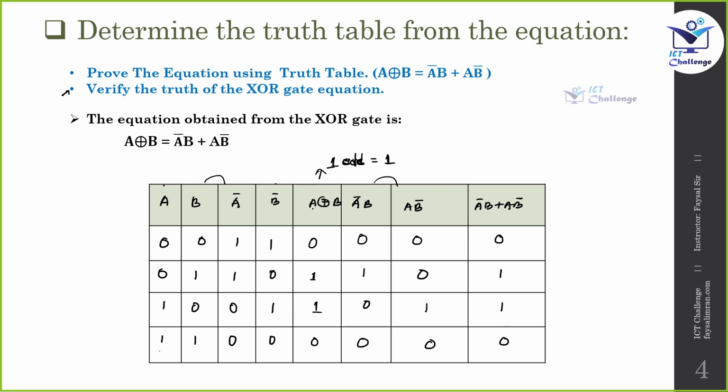Okay, so this is our right hand side, where we get 0 1 1 0. This is our left hand side, a XOR b, 0 1 1 0, and the right hand side is 0 1 1 0. So we can now prove the value of the XOR gate, or the equation of the XOR gate. Okay, so do you understand this truth table?